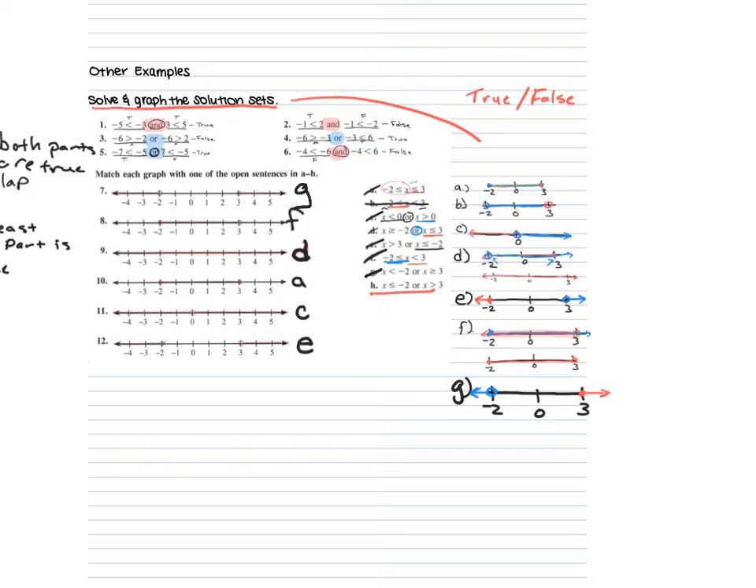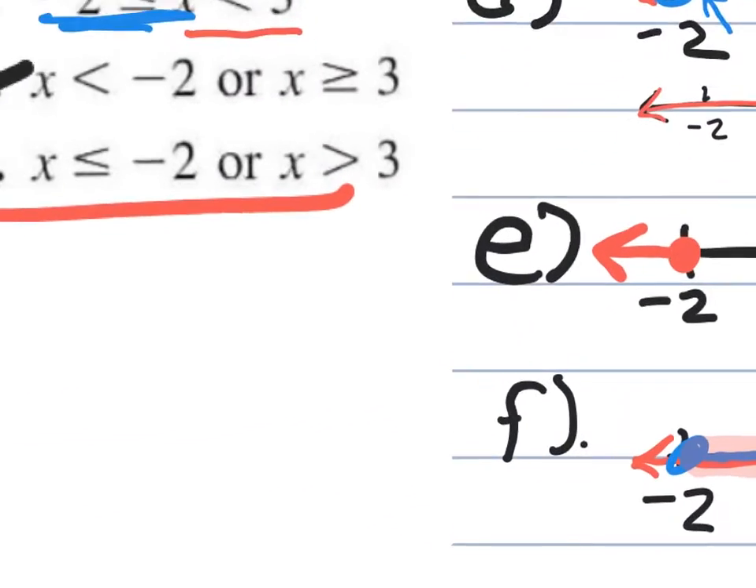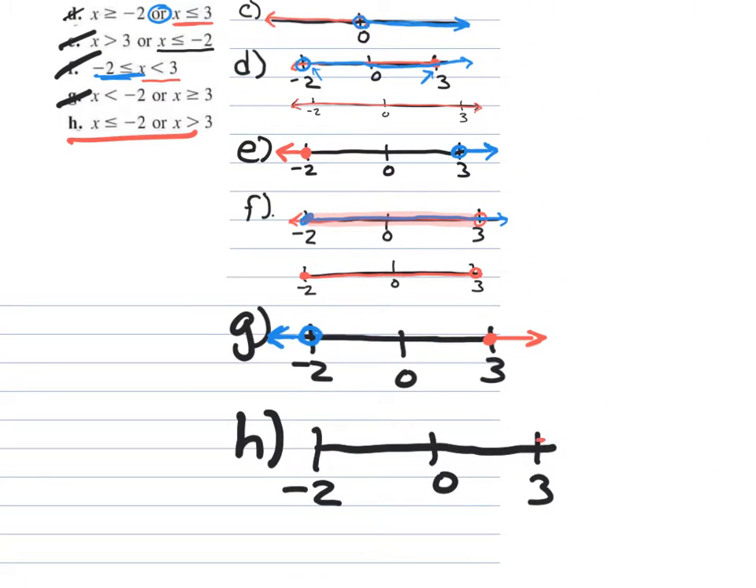Now let's just see H just for fun. Let's look at H for a minute, because forget about whether we're done or not, you need to know what each of these graphs looks like in case you had to face them. So 0, 3, negative 2. I know that x is greater than 3, so here's an open circle to the right. Or x is less than or equal to negative 2.